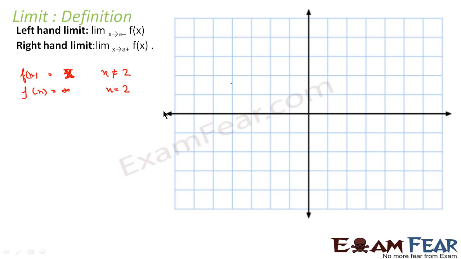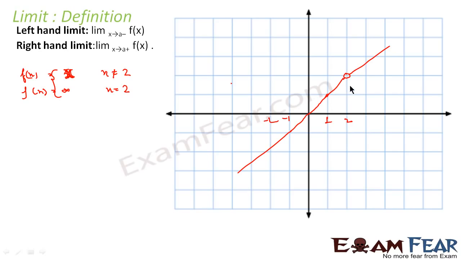So this function will be something like this: x is equal to 0, y is equal to 0, x is equal to 1, y is equal to 1. This is 1, this is 2, minus 1, minus 2. But at x equal to 2, this is infinity. This value is not defined. So we'll have a function like this, a straight line. This is the function where f(x) is equal to x when x is not equal to 2, and f(x) is equal to infinity when x is equal to 2. So at x equal to 2, this is not defined.